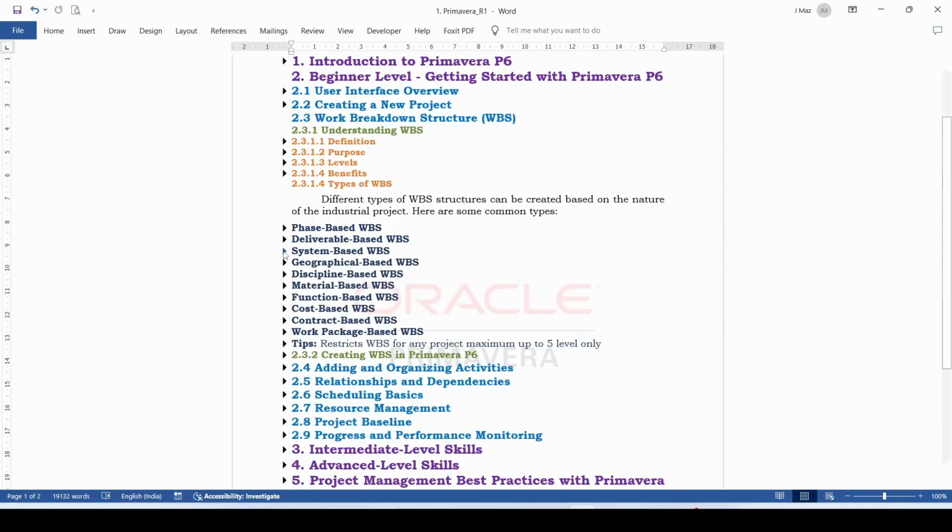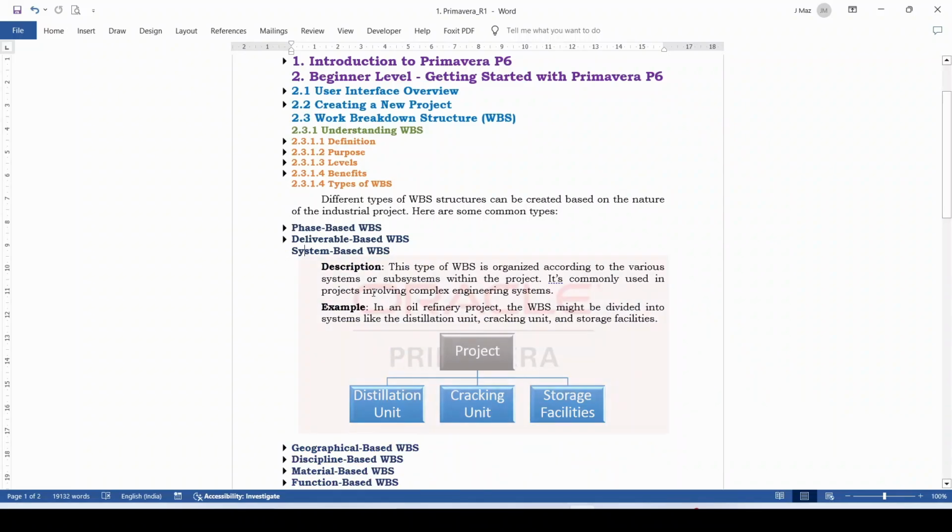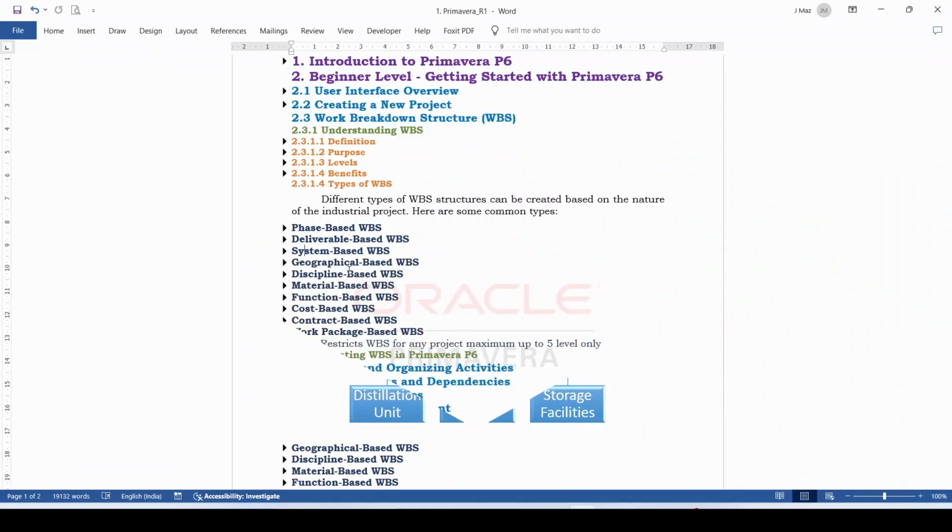Third one is system based WBS. This type of WBS is organized according to the various systems or subsystems within the project. It's commonly used in projects involving complex engineering systems. In an oil refinery project, the WBS might be divided into systems like distillation unit, cracking unit, storage facility, etc. From the pictorial diagram, you can understand it.